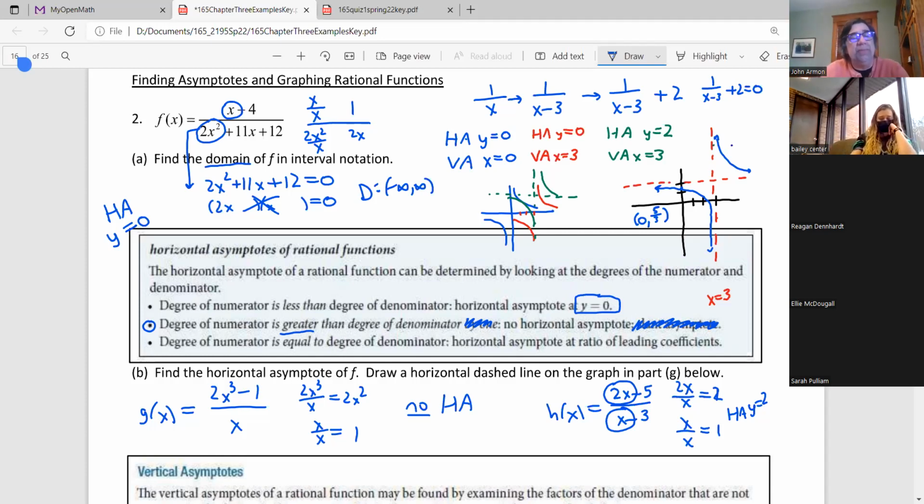Right, so the answer to part B is actually up here. Sorry, my work is all over the place. Horizontal asymptote for that function is y equals 0.